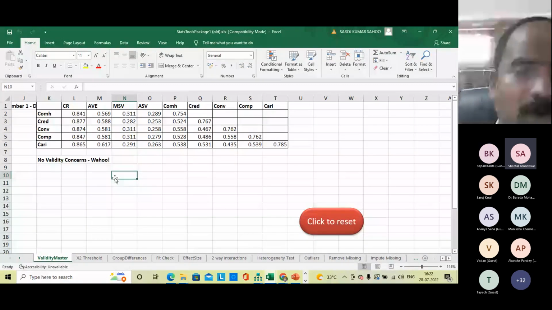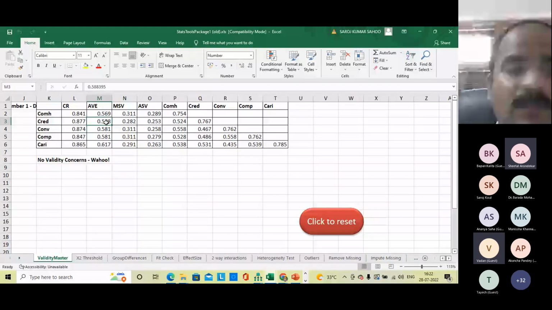And in the below, it will be written some caution or warning. If by chance any AVE value for anybody's research is less than 0.5, a caution or warning will be written below, and that warning will be red, and the AVE that is less than 0.5 will be red. Because all our AVE values are more, there is no red highlight. Wow means everything is okay.